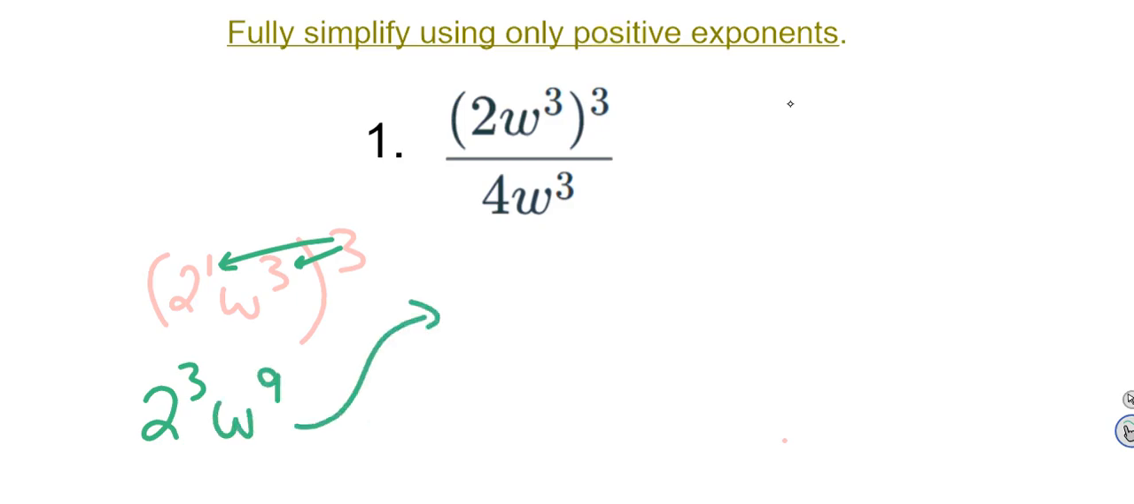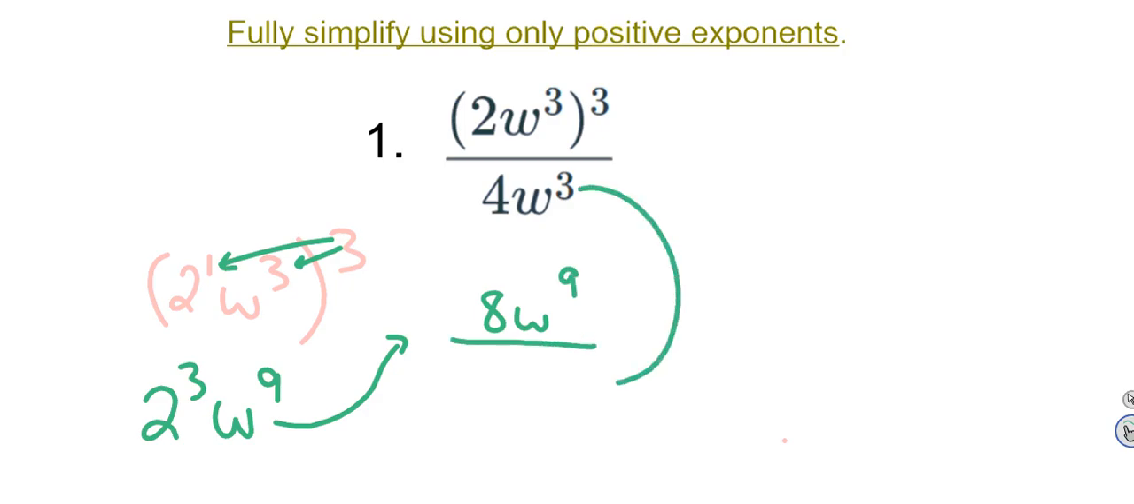So I'm going to pick up my calculator. 2 to the third power is 2 times 2 is 4, times 2 is 8. So that's 8w to the 9th power. Now I'll bring down the denominator, and now I'll do the division part.